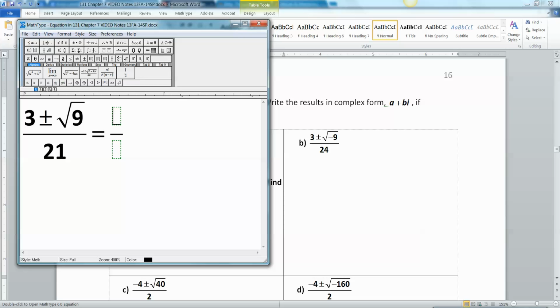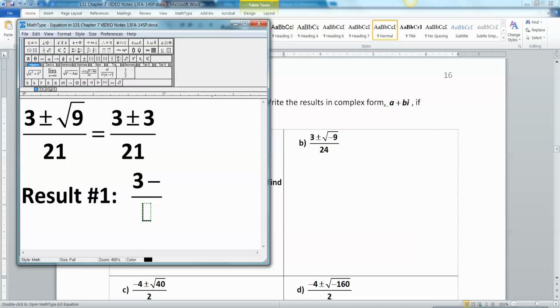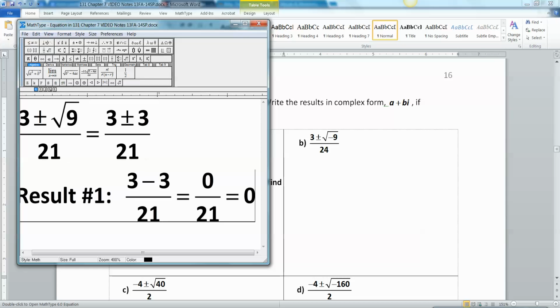So it's 3 plus or minus 3 over 21. So that means I have to find both answers, right? So there's result number 1. That would be 3 minus 3 over 21. That would be 0 over 21, which is 0. So there's answer number 1.